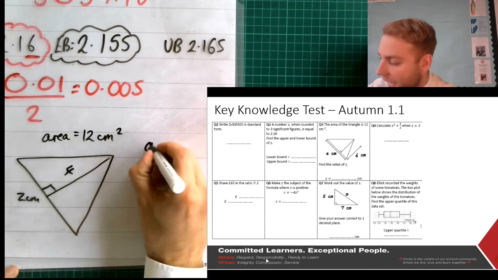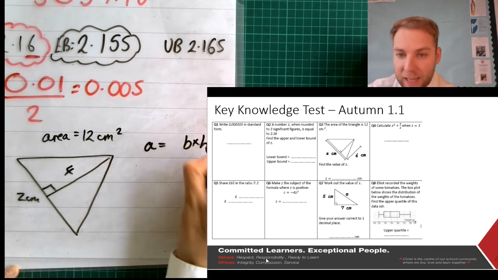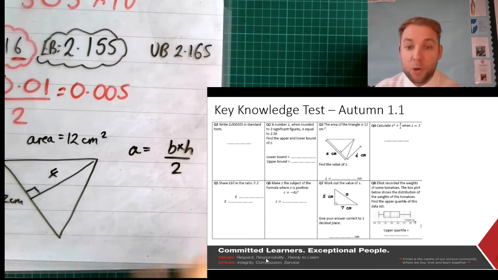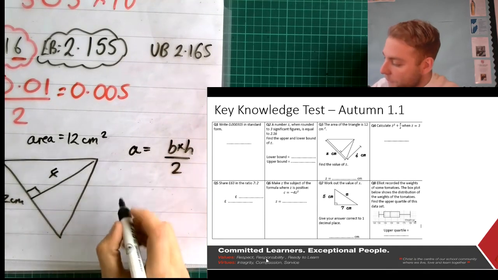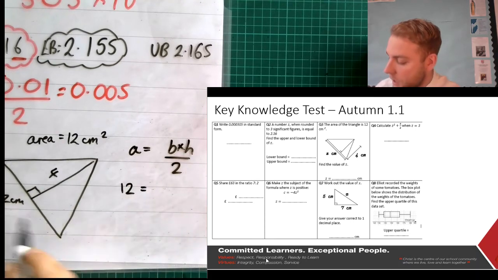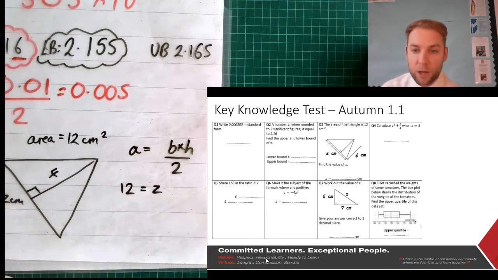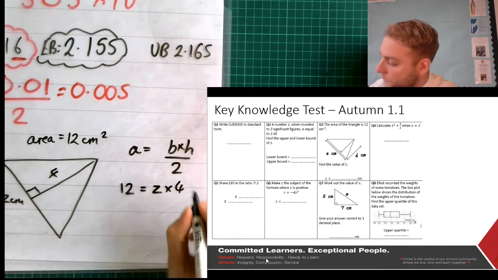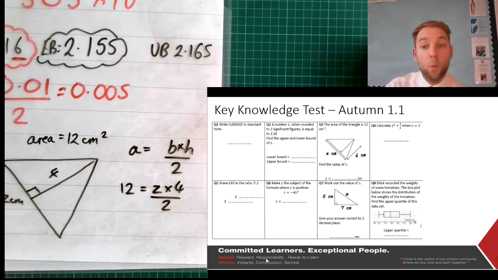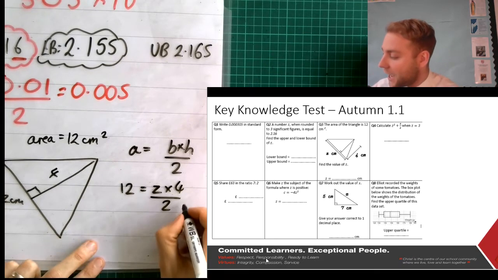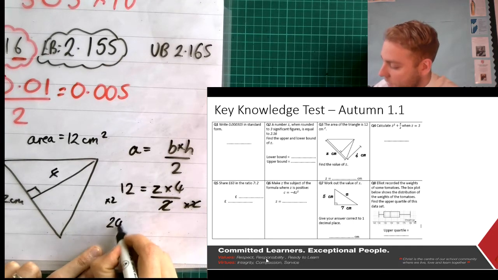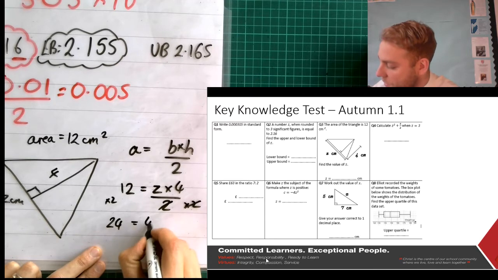So I'm going to write that down. Area is equal to base times height divided by 2 there. And then I'm going to sub in the things I know. So I know that my area is equal to 12. My base is Z, so that's the thing I don't know, times my height, which is 4, divided by 2. And I'm going to work backwards and solve that. So if I times by 2, the 2 times by 2 will cancel. 12 times by 2 is 24, which is equal to 4 times by Z, which is 4Z.